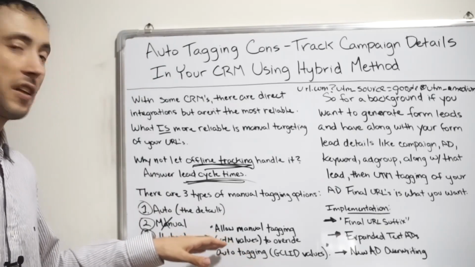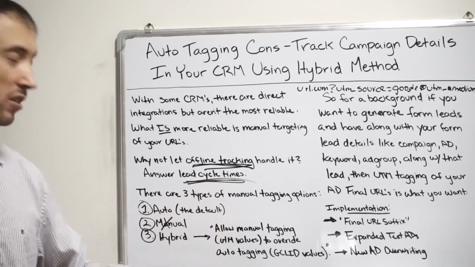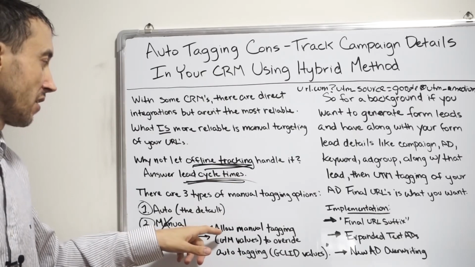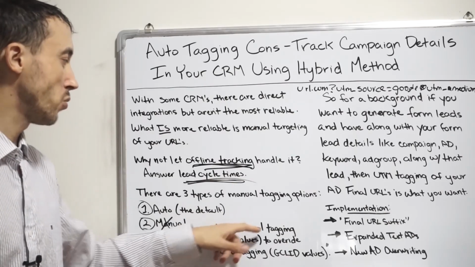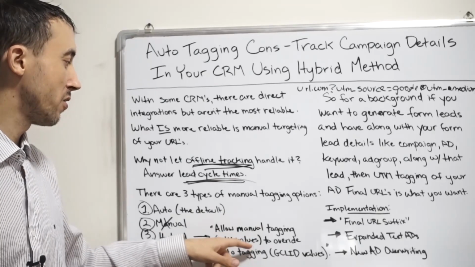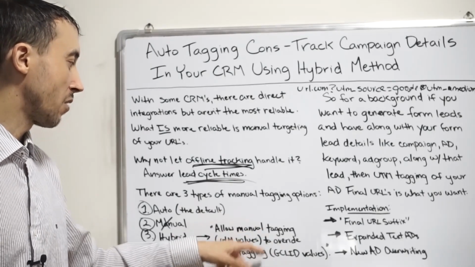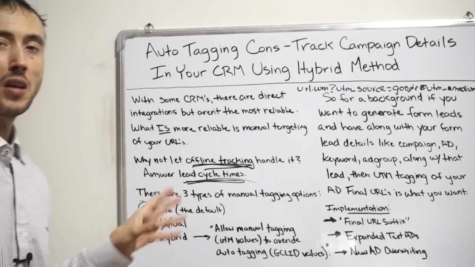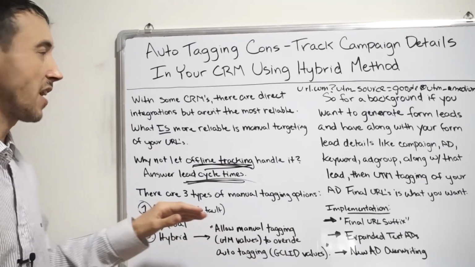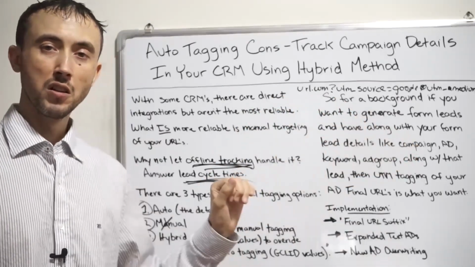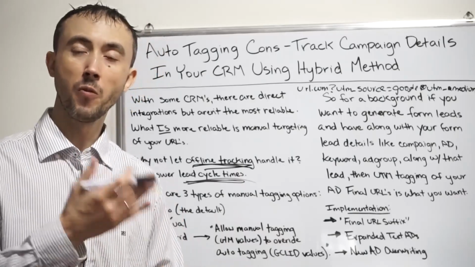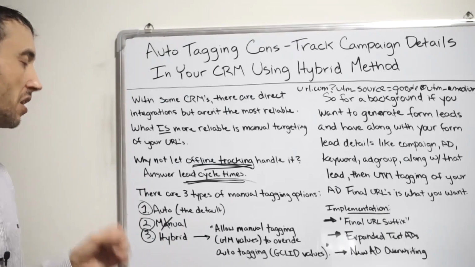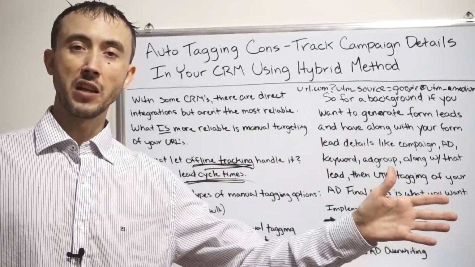Most people that are watching this are going to be using it already, but there's a checkbox under the properties menu that says "allow manual tagging (UTM values) to override auto tagging (GCLID values)." What that does is it makes sure that the UTM, the manual tagging you put at the end of your ad URL, so that the final URL or the form has with it the ad name, campaign name, and all that, doesn't screw up your Google Analytics tracking.